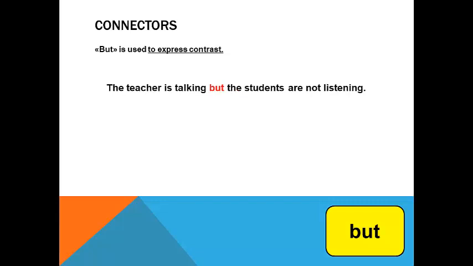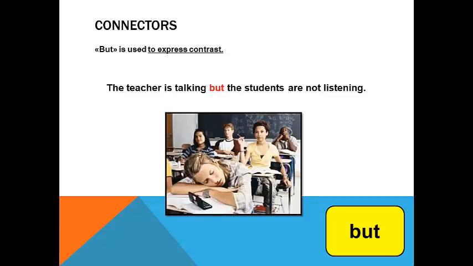And the first one: the teacher is talking but the students are not listening. In this example, we have a teacher talking, and on the other side we have the students who are not listening to the class. Como pueden ver, to express contrast, contraste o ideas opuestas. El profesor está hablando, pero los estudiantes no están escuchando. The teacher is talking, but the students are not listening.